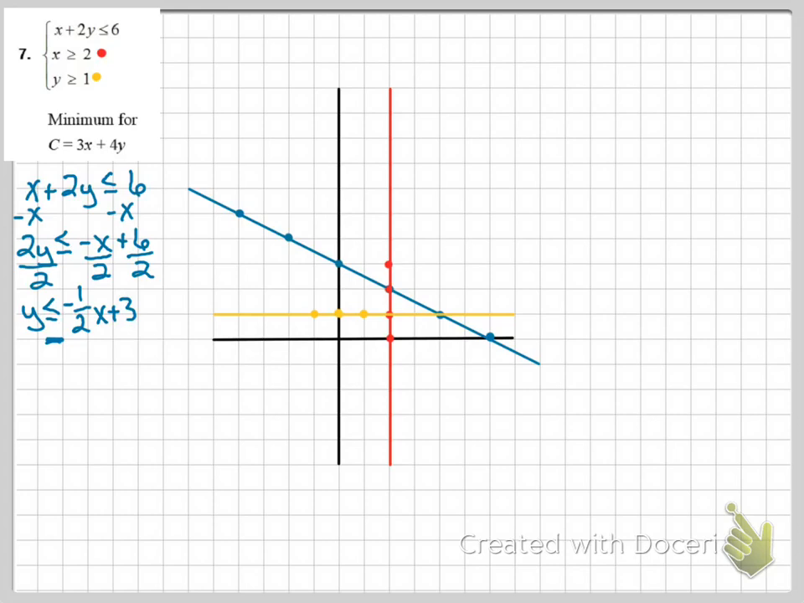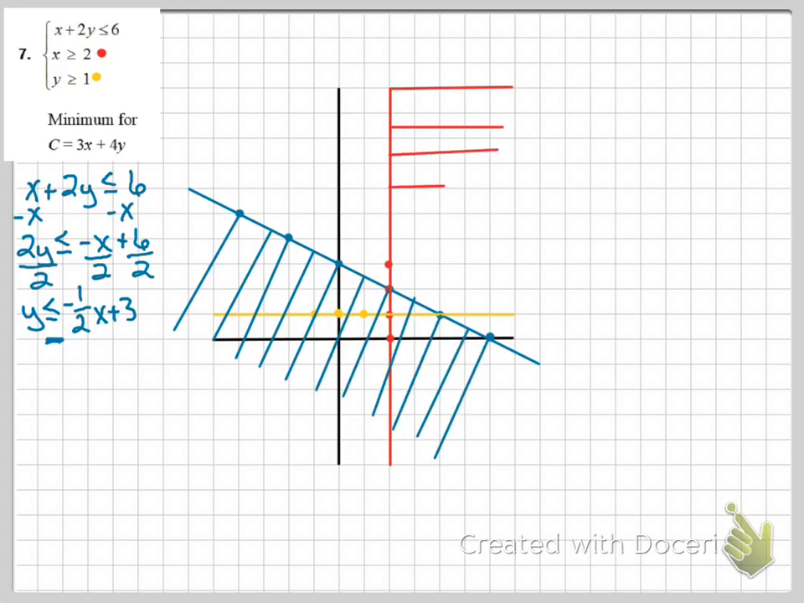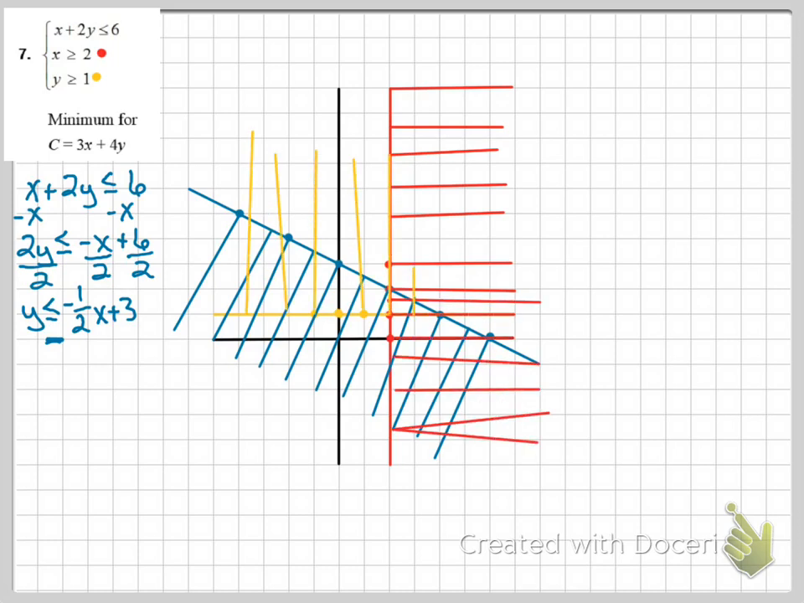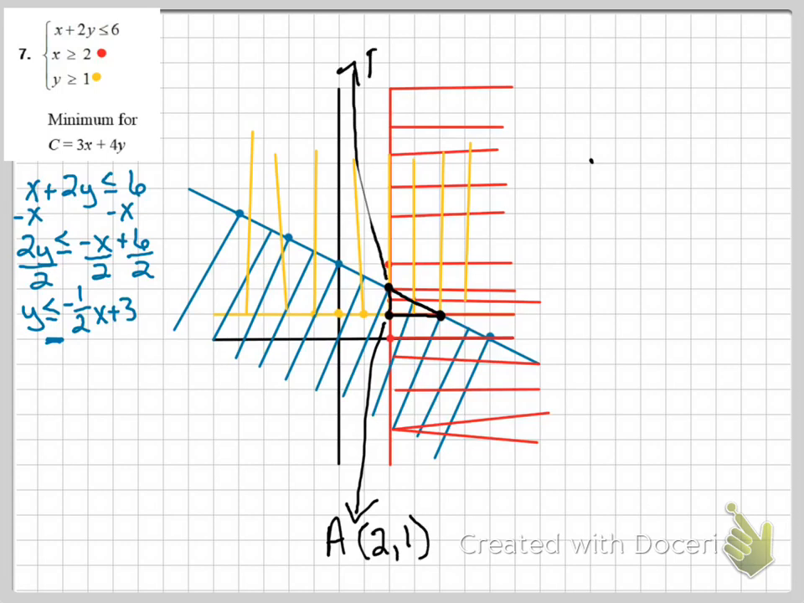Let's do some shading. For the blue, we're going to shade below because it's less than or equal to. The red, we're going to shade to the right because it's greater than or equal to. And the yellow line is also above because it's greater than. I outlined my feasible region in black so you can see it. And I'm naming my points and putting their coordinate pairs.